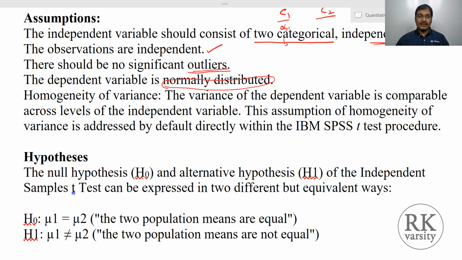The advantage of IBM SPSS is that when you run the independent samples t-test, it will give you results for both cases: when the assumption of homogeneity is met and when it is not met. I'll explain that further.